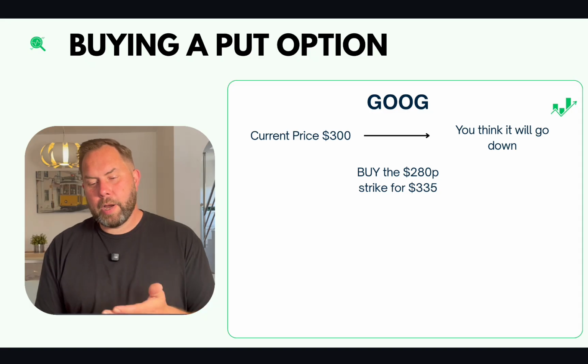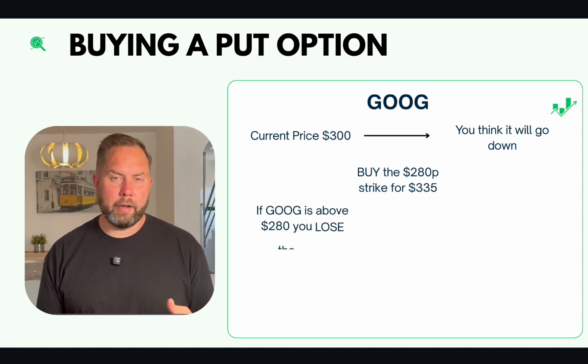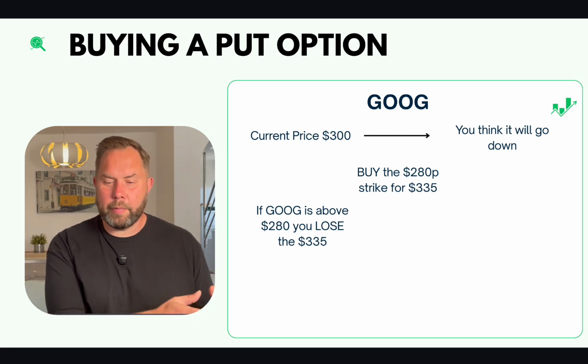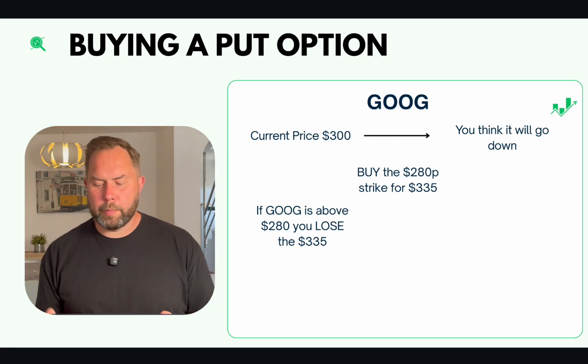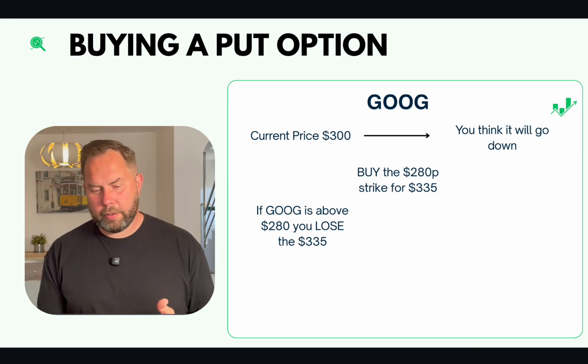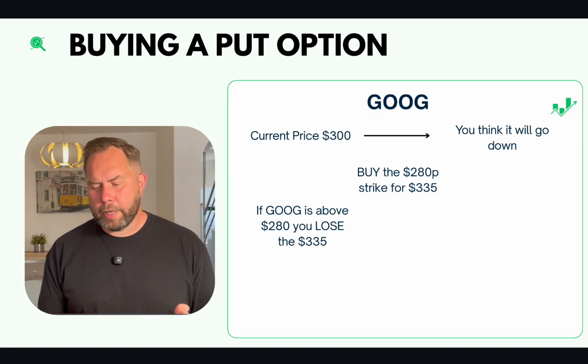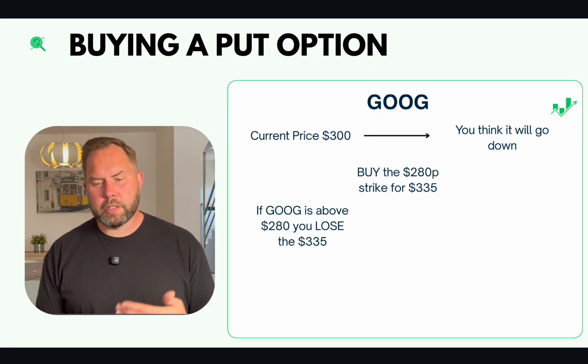And let's say you did buy the 280 though. If you bought the 280, it's going to cost you 335. So unlike selling a put where you get money, buying a put, you have to pony up the money because you think the market's going to go down. If Google is above 280, you lose the 335 or some portion of it. Let's say it falls from 300 down to 285. You're going to definitely make some money on that option. You just have to close it before the end of the month when it expires.